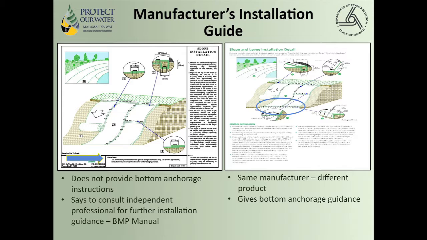The two diagrams on here, I realize you can't read those, but it's the same manufacturer, two different products. The one on the left is for the common matting that contractors will pick up. It shows you how to anchor it at the top. It shows you how to stake the overlap and everything. It tells you the spacing. What it does not tell you is how to anchor the bottom. It has a little statement down there, and it says, consult with independent professional for further installation guidance. For us, that is the B&P manual.